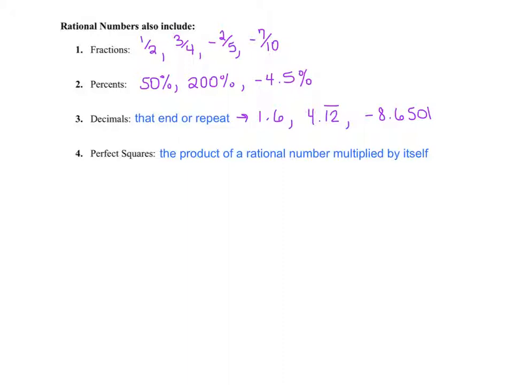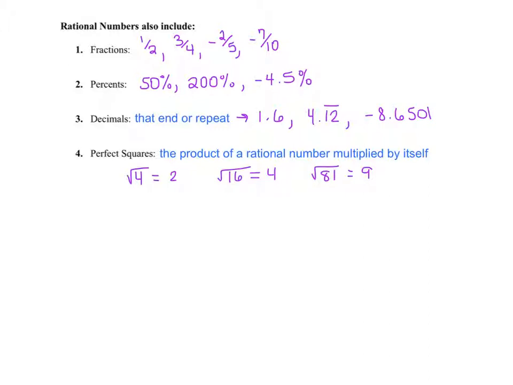For example, if I have the square root of 4, what times what gives us 4? 2. So the square root of 4 is equal to 2. That is a perfect square. Another example is the square root of 16. The square root of 16 is equal to 4, because 4 times 4 equals 16. Another example is the square root of 81. That is a perfect square. The square root of 81 is equal to 9, because 9 squared, or 9 times 9, equals 81.